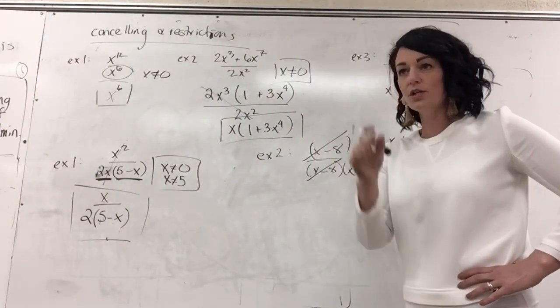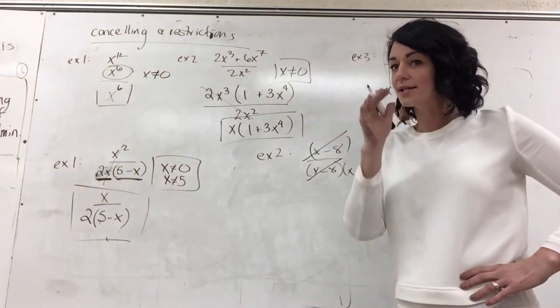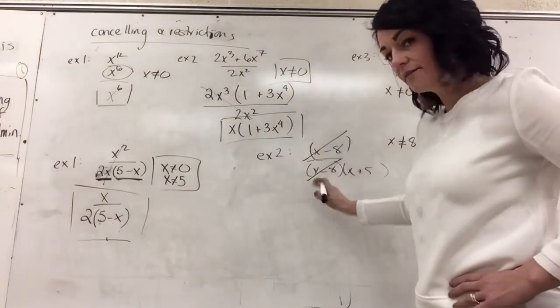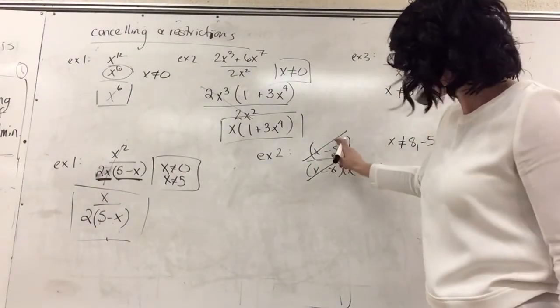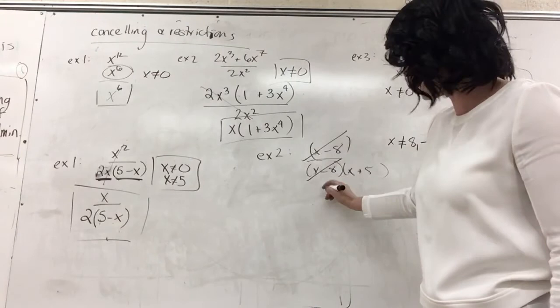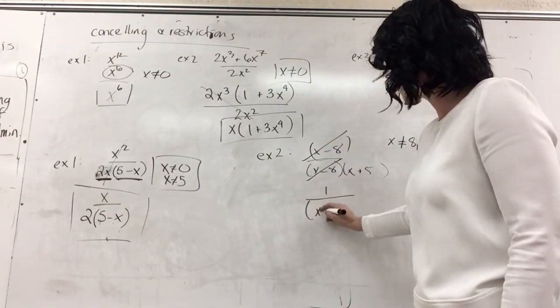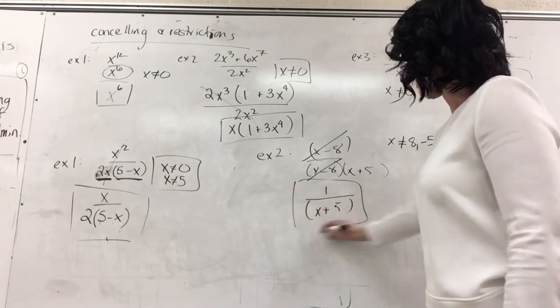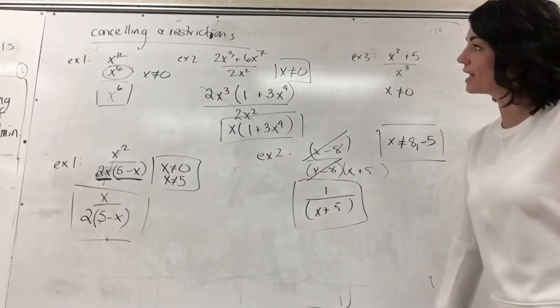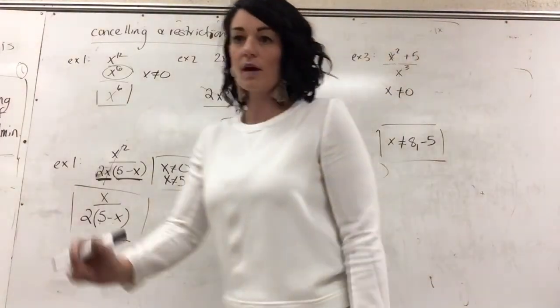Now be careful. When you cancel something, you are dividing. Anything divided by itself is 1. So often people think on the top it's a 0 left behind, but it's a 1 on top. Okay, and that would be how that question is done. So that's how we cancel rational functions.